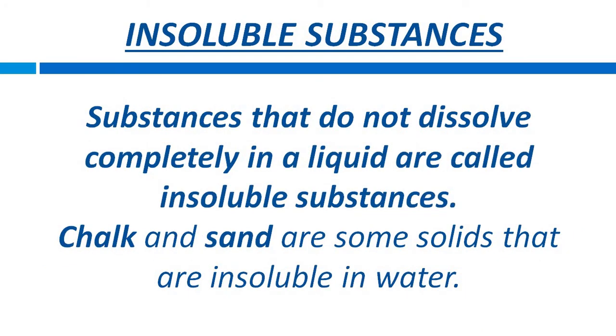Insoluble substances. Unlike soluble substances, those substances that do not dissolve in a liquid are called insoluble substances. For example, chalk and sand. If you mix sand or chalk in the water, you will find that they are not soluble in water. So chalk and sand are some solids that are insoluble in water.